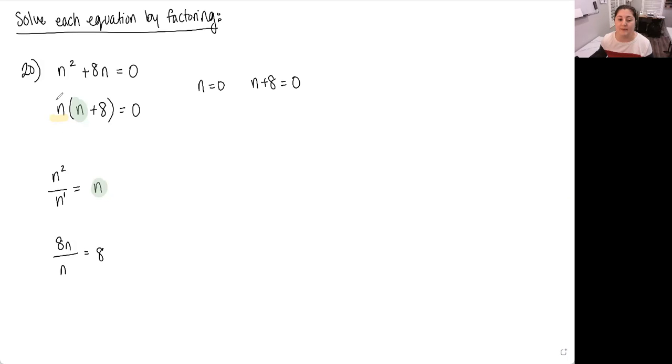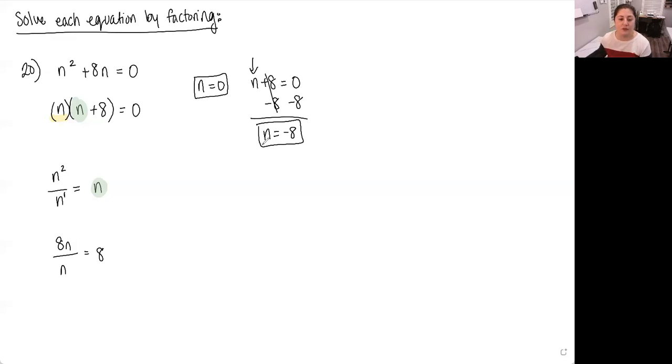I'm taking my first parentheses and setting it to 0, and I'm setting both parentheses equal to 0. This one's kind of basic to solve, because it's already solved for us. This one isn't, so we subtract 8 from both sides to get the n on its own, and we get n equals -8.